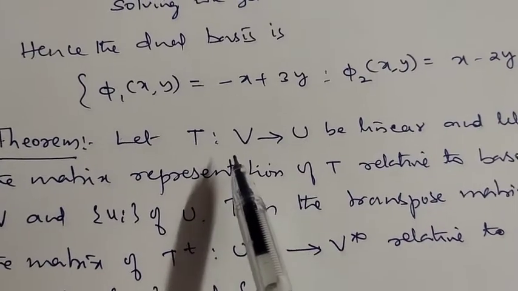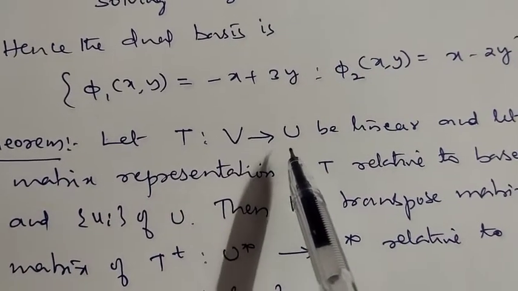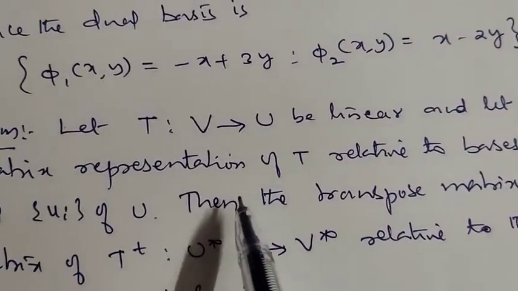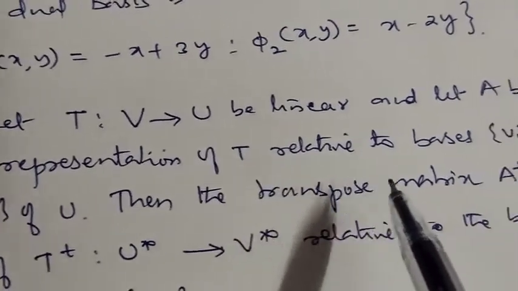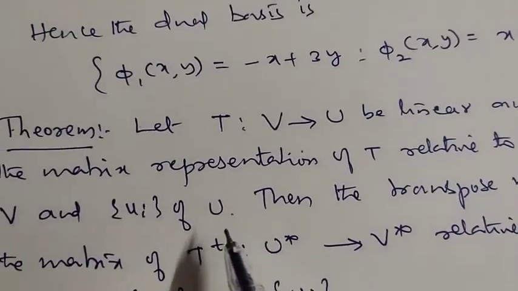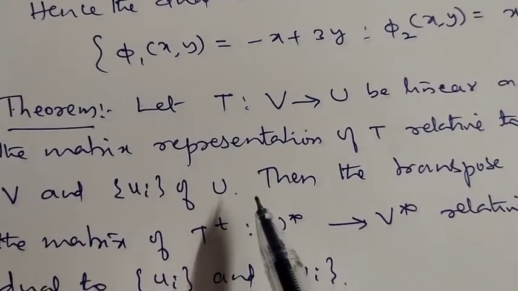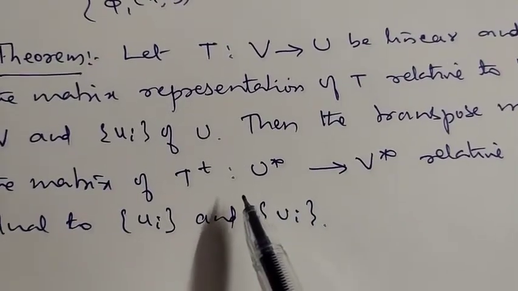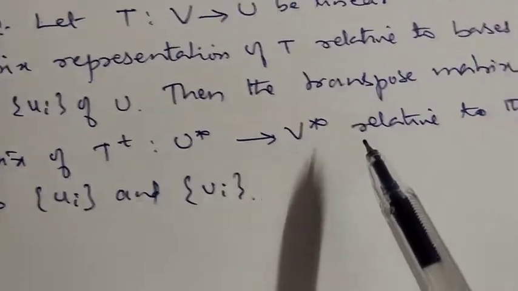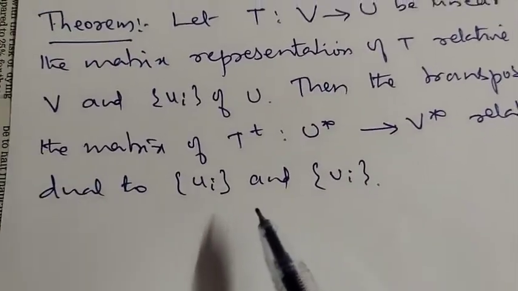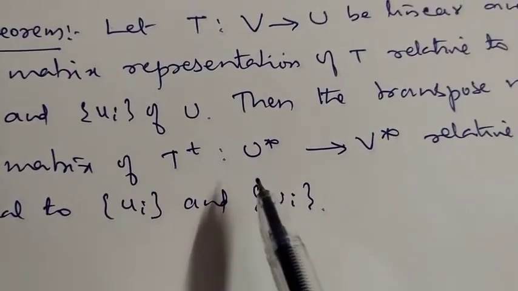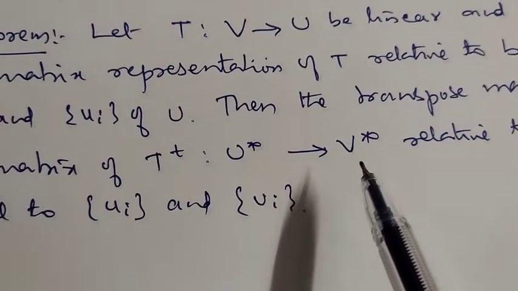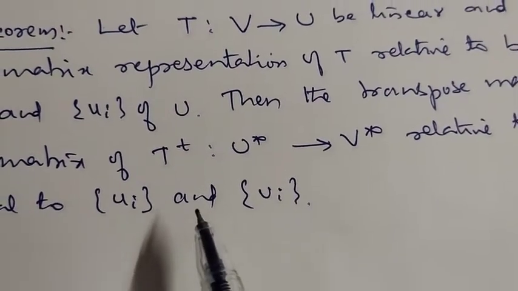Suppose T is a linear transformation from the vector space V into the vector space U, and let A be the matrix representation of T related to the basis Vi of V and Ui of U. Then the transpose matrix A^T is the matrix of the transformation T^T from U star to V star, related to the basis dual to Ui and Vi.